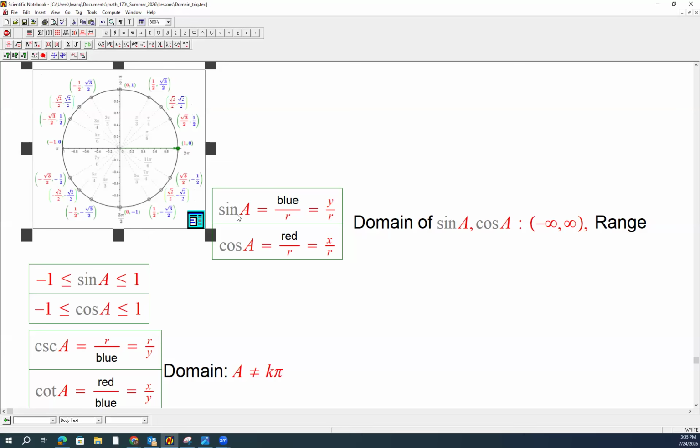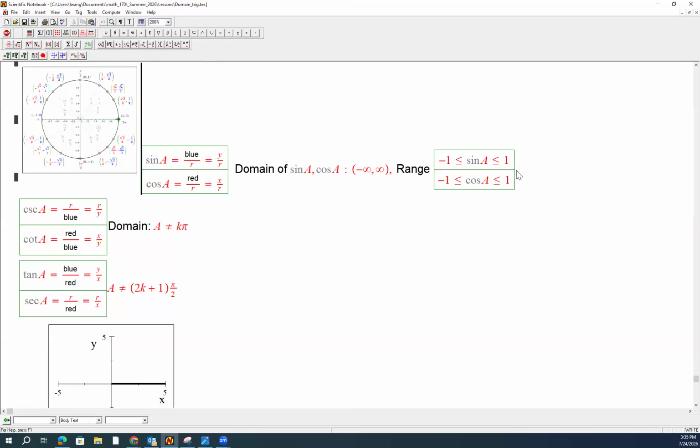That means for any angle, you're going to have a sine ratio. And for cosine, same thing. No matter where you position the terminal, the red will always be there, because the denominator is always positive. So you have a blue number, you have a red number, so the domain is all real numbers, and the range is from -1 to +1.